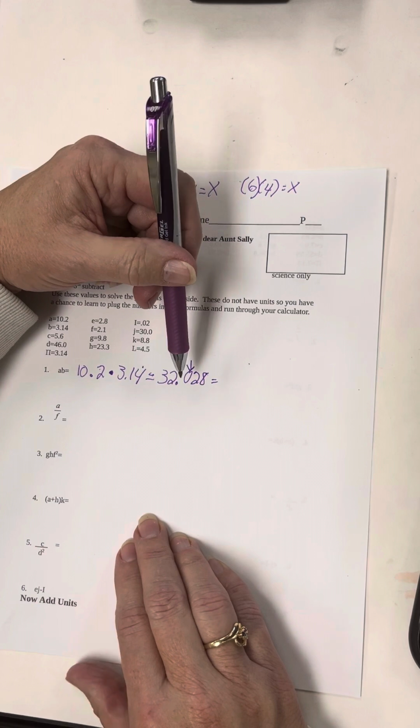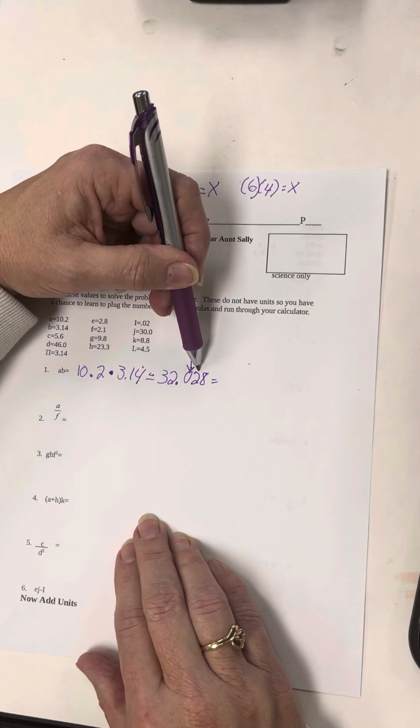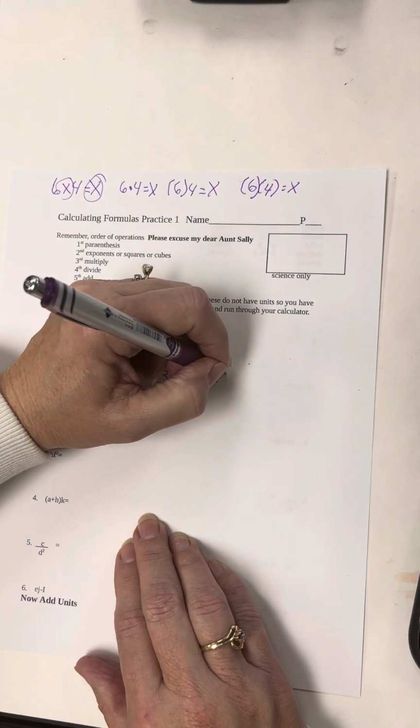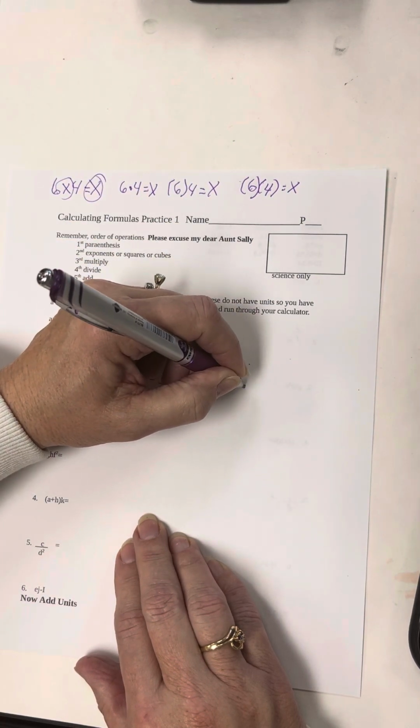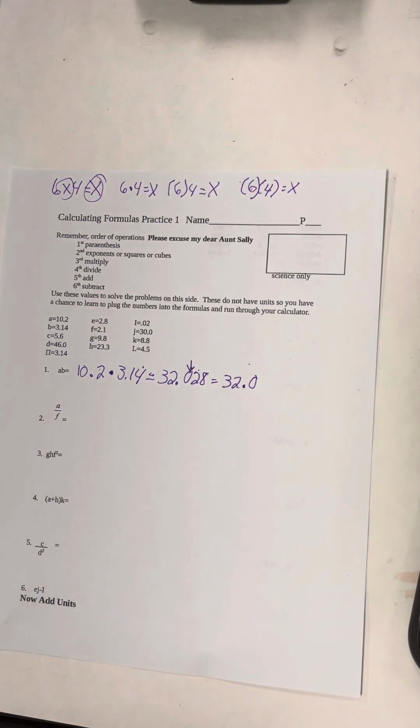As you remember from second grade on, this is what we're rounding to, so you look to the right. The 2 makes the 0 stay the same, so your answer is 32.0. And yes, you must have the .0. Putting just 32 is a wrong answer.